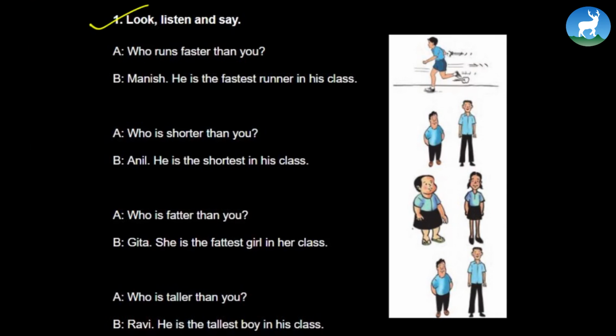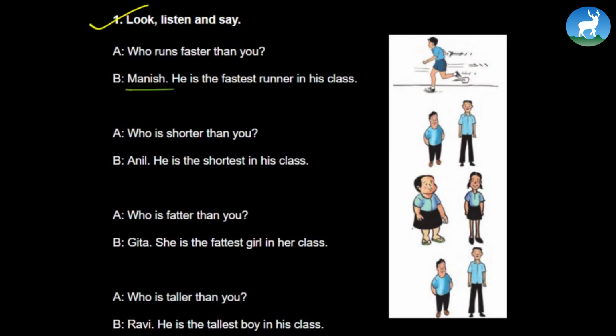Before we begin, let's look at the pictures. First picture, you see the boy is running pretty fast. Second picture, you see a fat man and a tall man. Right? Third picture, you see a fat girl and a very slim girl. And now the same picture is there. The second and fourth picture are same. Okay? Let's read out. Who runs faster than you?